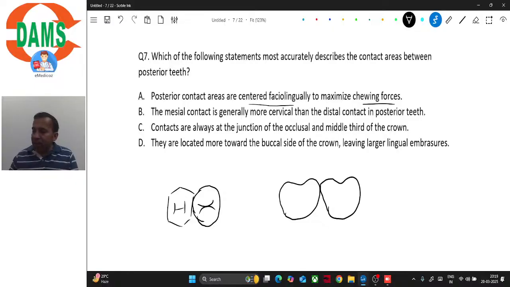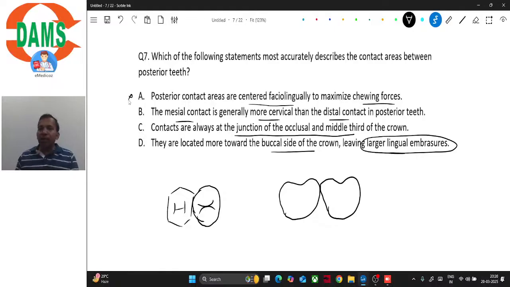The mesial contact is generally more cervical than the distal contact in posteriors. Contacts are always at the junction of occlusal and middle third of the crown. They are located more toward the buccal side of the crown, leaving large lingual embrasures. So obviously they are not centered, isn't it? In the posteriors, the contacts are not centered facial-lingually, neither are they centered in the anteriors. They are never centered labiolingually or facial-lingually, right?